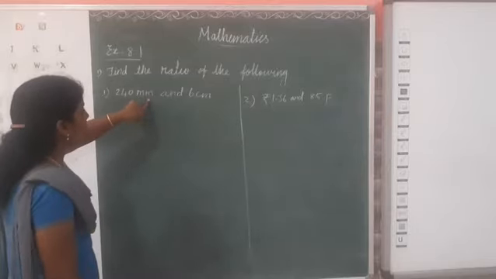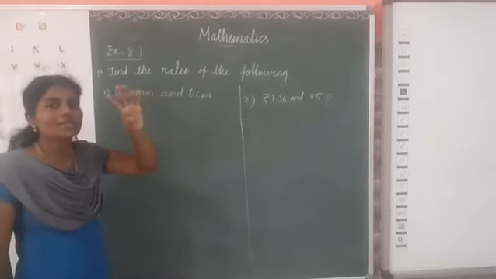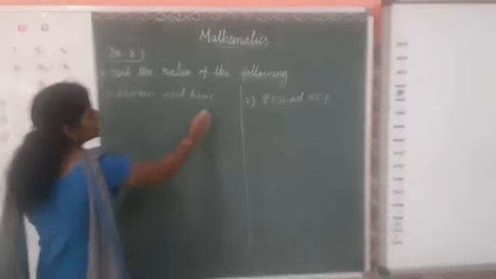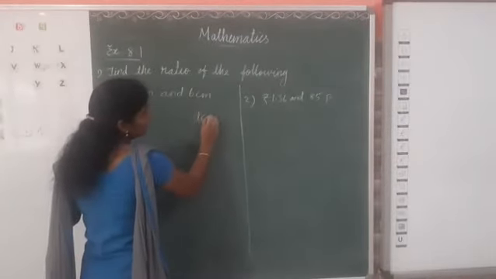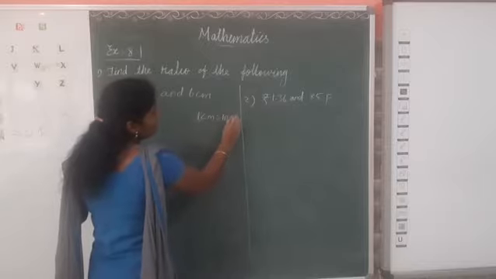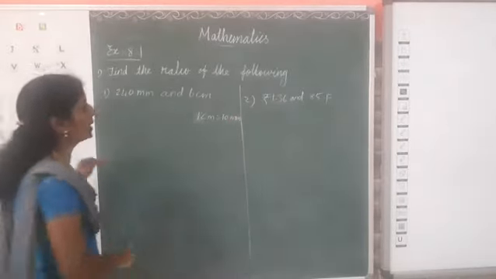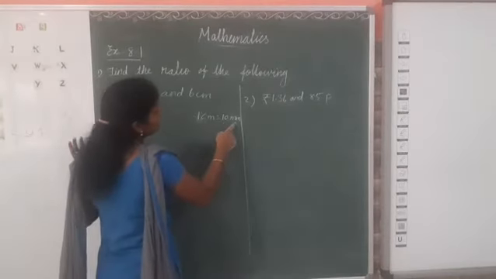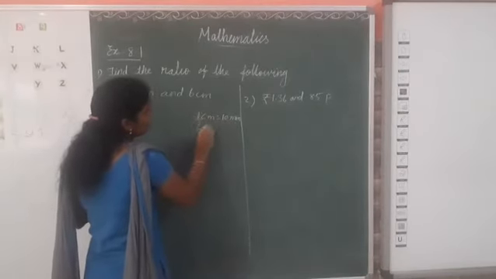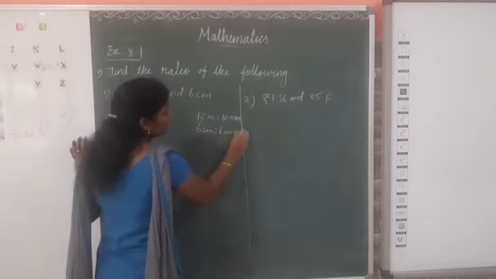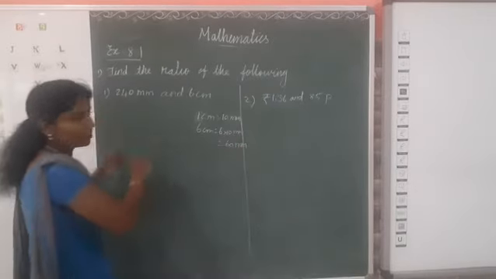240 millimeter. Here 6 centimeter, isn't it? 1 centimeter is equal to 10 millimeter. Centimeter or millimeter, whichever is possible, you can do. Therefore 6 centimeter is equal to 6 into 10 millimeter, so 60 millimeter. Now we get the same units.